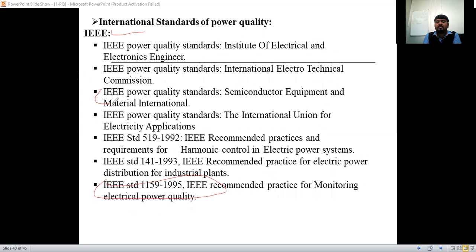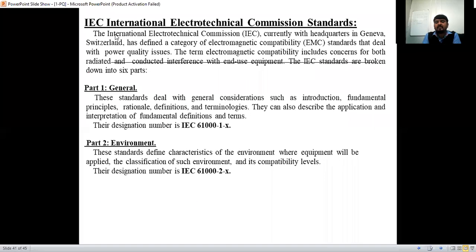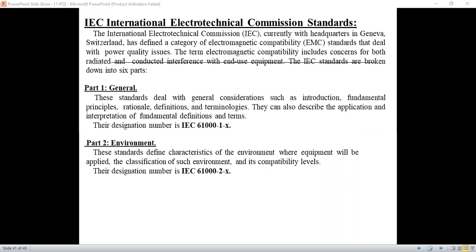And the second one is the International Electrotechnical Commission standards. This one we are going to discuss now. The second one, which is suitable for power quality, is called IEC, International Electrotechnical Commission standards.